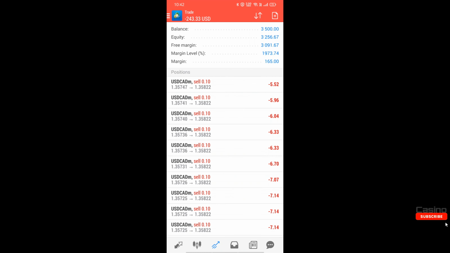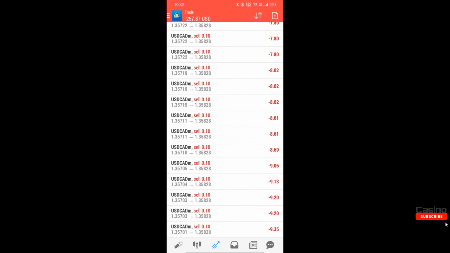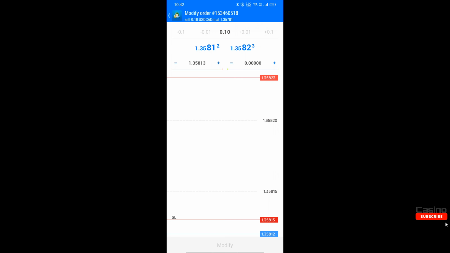Guys, our loss keeps on increasing. Now $243 have been lost. Let's see how long we can hold it. I quickly place the stop loss and target point.